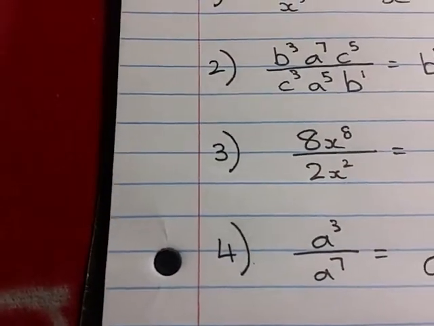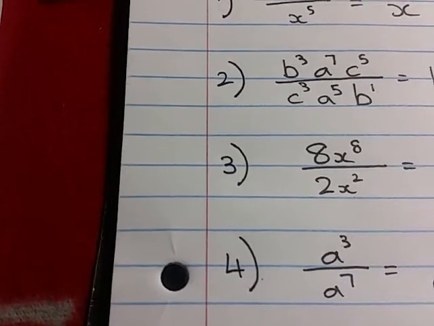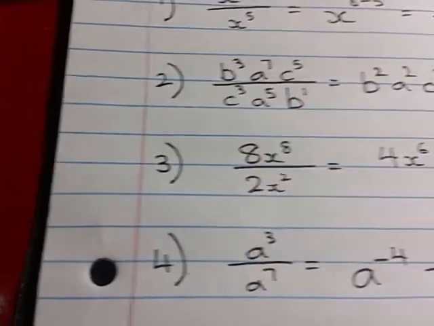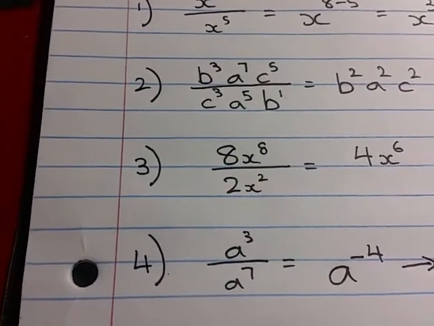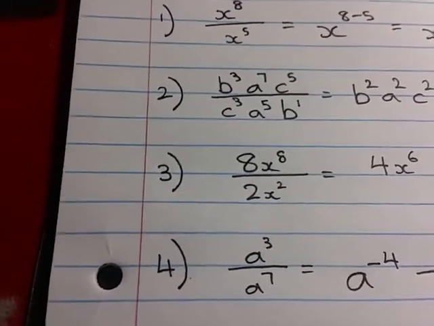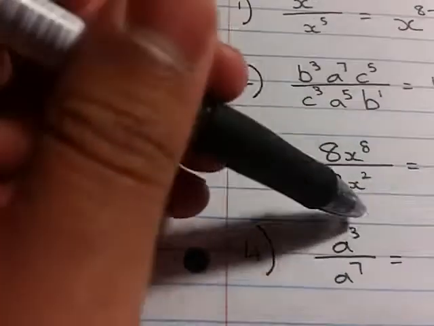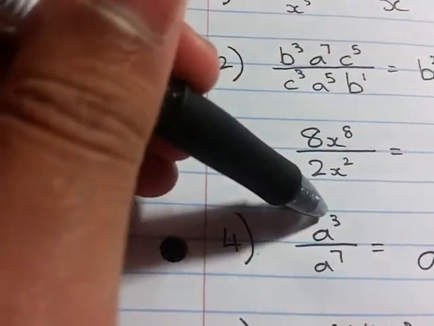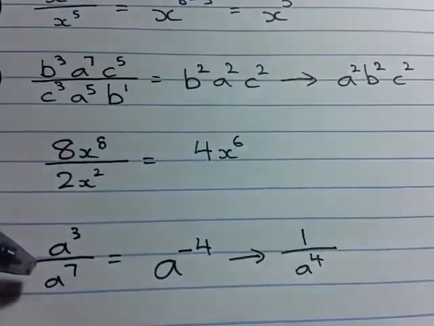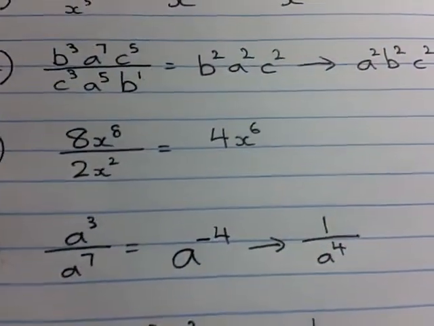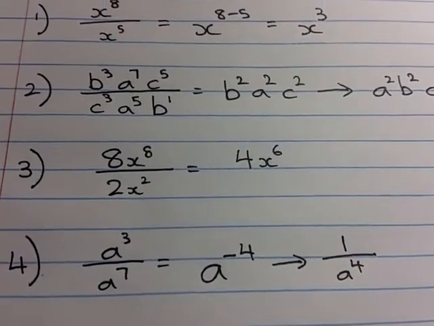a to the 3 divided by a to the 7. So you can technically do the a to the 3 minus 7 give you a to the negative 4. Or you could do your 7 minus 3, which is 4. Where is it bigger? At the bottom. So your final answer should be 1 over a to the 4.